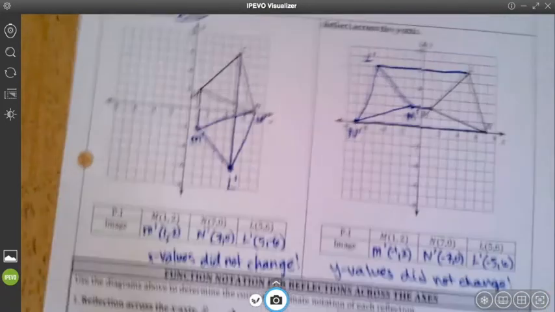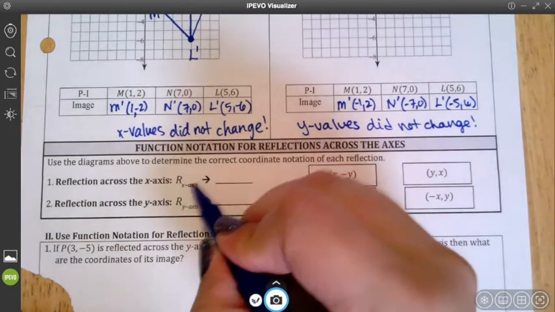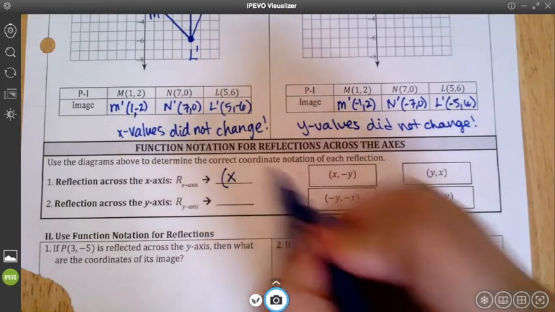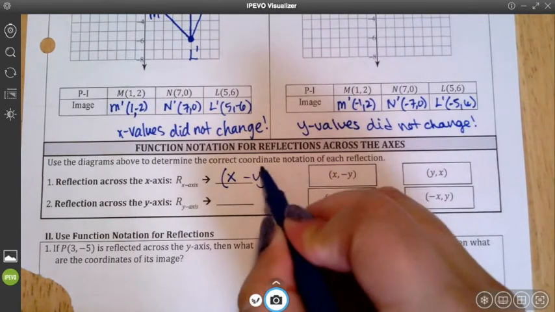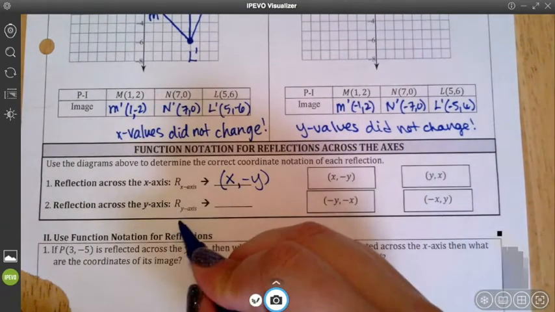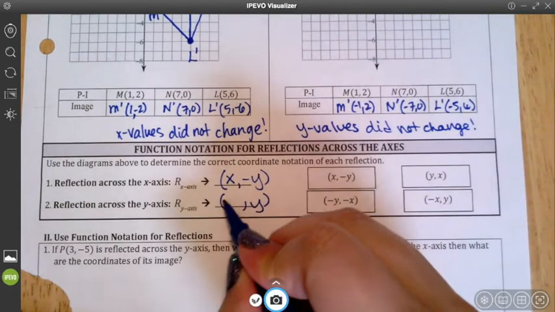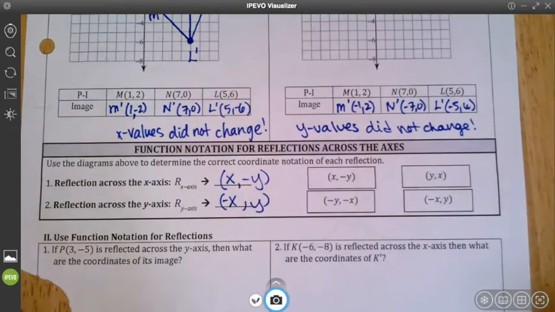So what we can say is if we are reflecting across the x-axis, the x value doesn't change. X stays itself, but the y value becomes negative. If it was positive, it's negative. If it was negative, now it's positive. If we're reflecting across the y-axis, the y value doesn't change, but the x value becomes negative. So again, if it was positive, now it's negative. If it was negative, now it's positive.